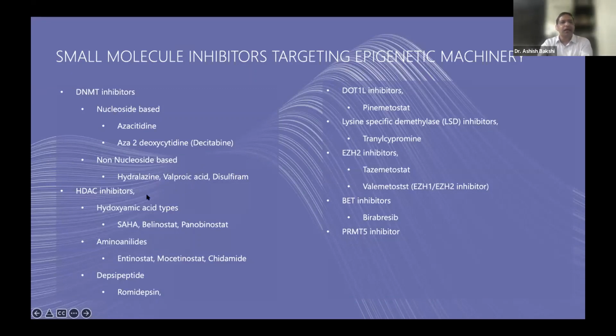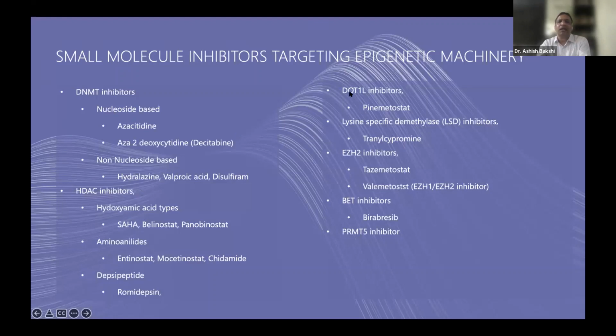Histone deacetylase inhibitors are another class of drugs. Out of which SAHA, belinostat, panobinostat, these are HDAC inhibitors which have been FDA approved. Panobinostat is approved for the treatment of multiple myeloma. Belinostat is used for the treatment of peripheral T-cell lymphoma. Then aminoanilides like entinostat, mocetinostat, chidamide, these are being used, out of which chidamide is approved by the Chinese FDA for the treatment of T-cell lymphomas. Then romidepsin is another FDA approved drug for the treatment of T-cell lymphomas. All of these drugs work as histone deacetylase inhibitors. So basically they inhibit the deacetylation.